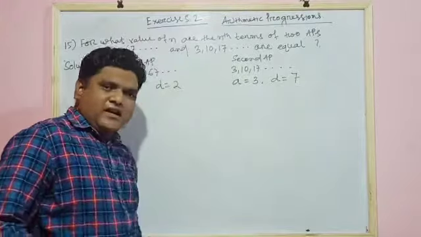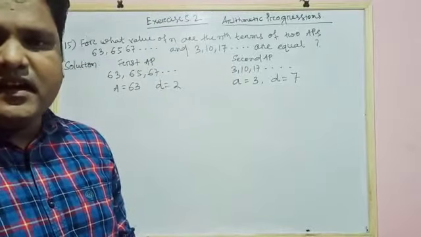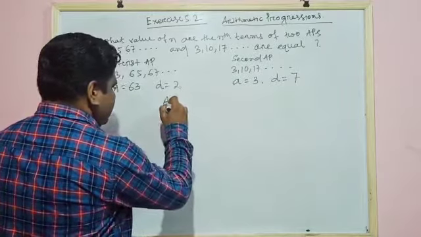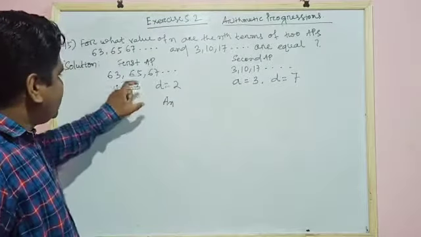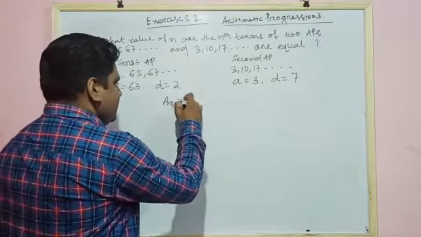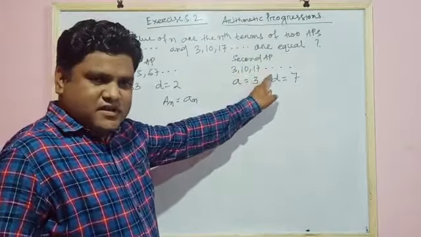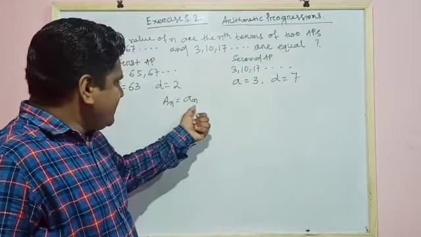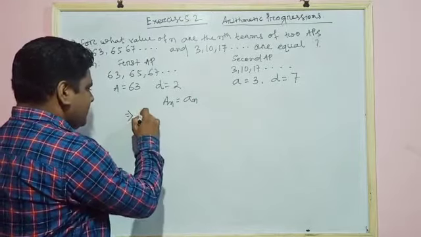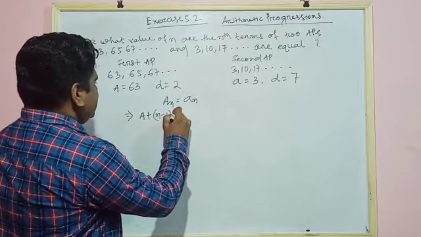We have to find n for which the nth terms of both these APs are equal. Let capital An be the nth term of the first sequence and small an be the nth term of the second sequence. So we have to write capital An equal to small an. For capital An we have to put the formula a plus n minus 1 into d.